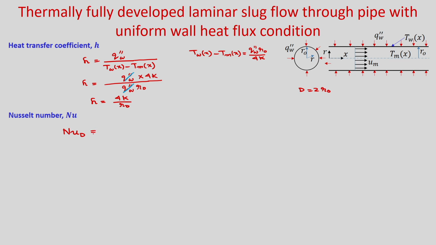So, Nusselt number based on diameter you can write as H times twice r naught by k. Okay. So, H is 4k by r naught into twice r naught by k. So, you can see this r naught and k you can cancel. So, you will find the Nusselt number based on diameter, with the difference between the wall temperature and mean temperature, to be 8.